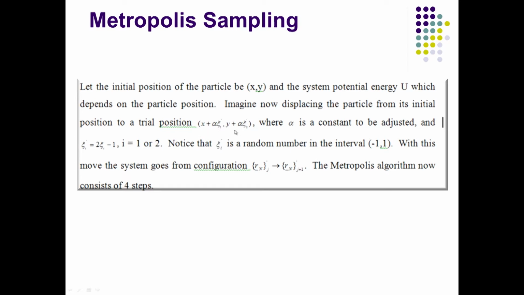So, we are again taking x and y and adding some new terms to it, so that we have a new position. Alpha is the constant to be adjusted, and if you look at psi, which is equal to 2 psi minus 1, i equal to 1 or 2, notice that the psi value will go between minus 1 and 1. So, between minus 1 and 1, we have all these random positions coming through, and now we are going to use a very simple algorithm that you can program in a few minutes and start your own Metropolis Monte Carlo method.